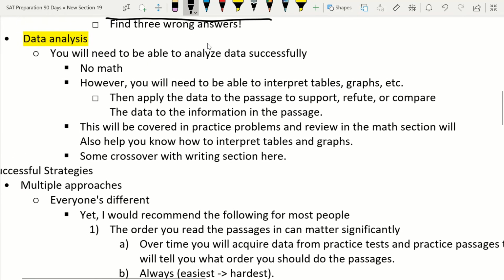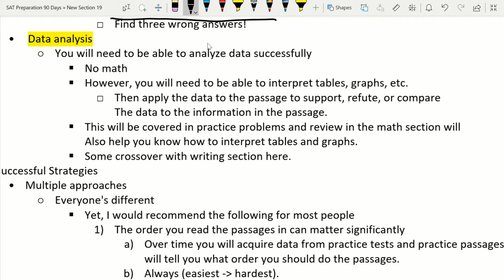Now, this does not mean you're going to have to be able to do a ton of math for the SAT reading section, because you're not going to have to do math for the SAT reading section, right? You just need to be able to analyze data successfully. So let's talk about what that means real quick.